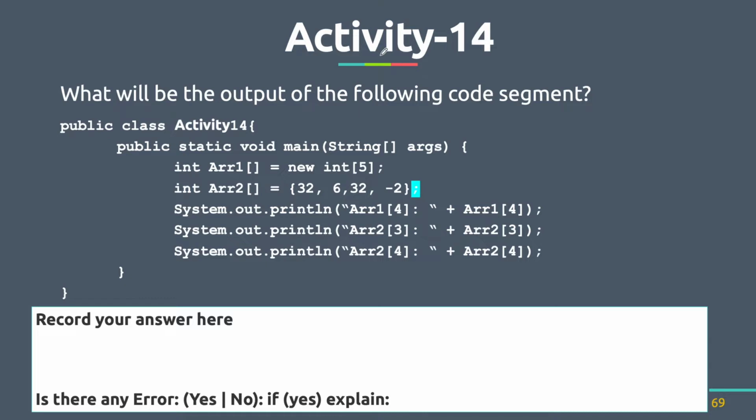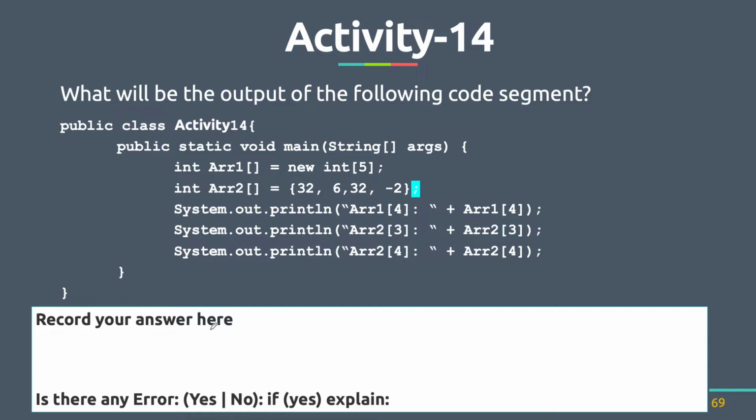So pause the video to try to find the output of this activity by yourself, and then rewind and continue with the video to check the answer of the activity. And just a reminder that here you have to have a semicolon. It's a typo. It is part of the code.